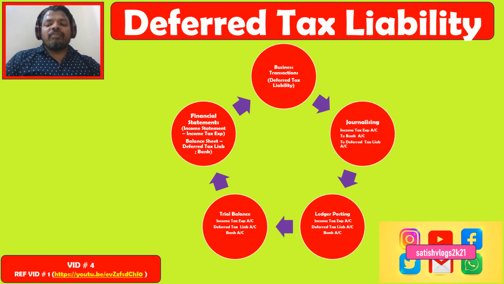Okay, and let's move to the last phase of an accounting cycle, which is the financial statements phase. What are the financial statements which it covers? Primarily, one is the income statement and the other one is the balance sheet. As part of the income statement, this income tax expense would be directly debited to my income statement account, and in the balance sheet, this deferred tax liability would get reported under liabilities, and this bank account would get reported under the assets in the balance sheet. The balance sheet should match up, because we have been following the double entry system of accounting.